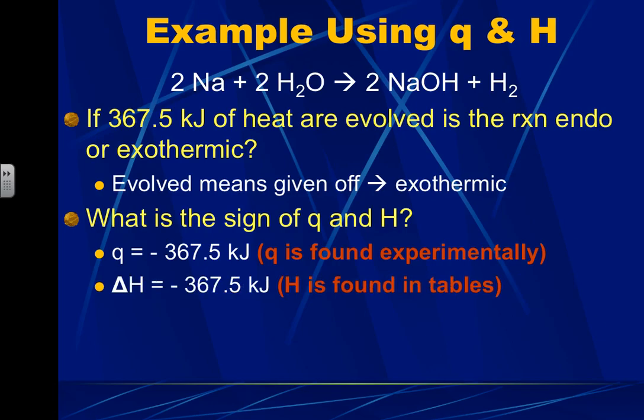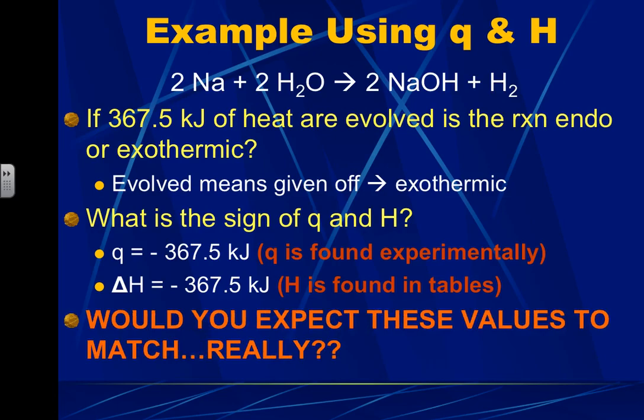And that would be found in tables of theoretical values that lots of chemists have spent countless hours doing reactions and testing H's and figuring it all out. Now I want you to really think about something. In all truthfulness, would you expect your experimental values of Q to match theoretical values of H? Think about that for a second. In theory, it should be negative 367.5.